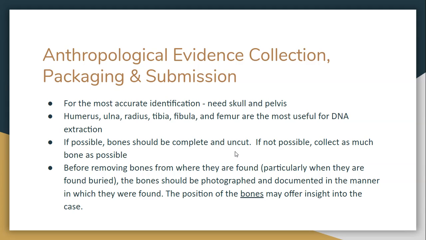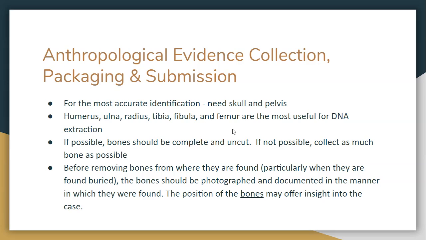To get the most accurate identification, you need the skull and the pelvis, and then your long bones, like your humerus, ulna, radius, tibia, fibula, and femur, are going to be useful for DNA. You want them complete and uncut, preferably, but if not, you need to collect as much of the bone fragments as possible.